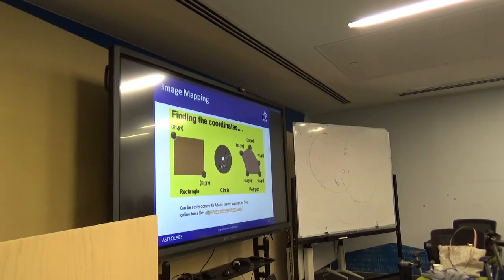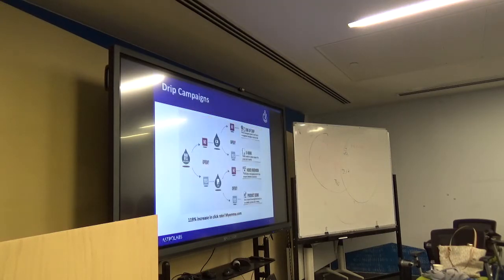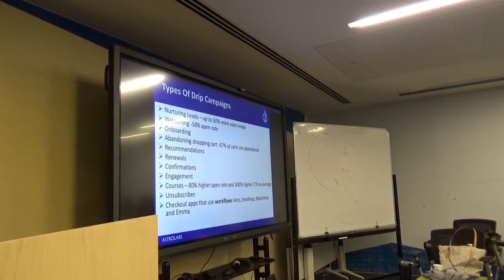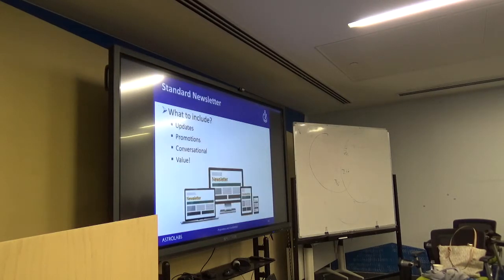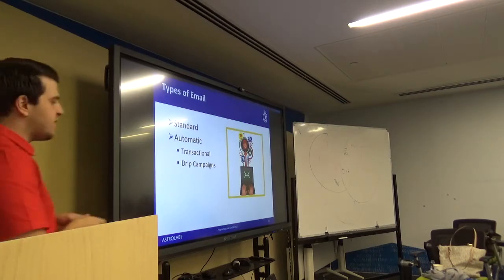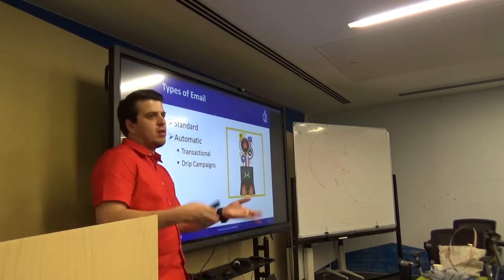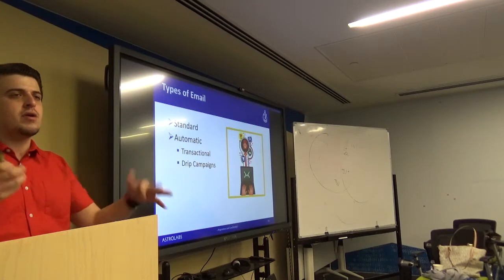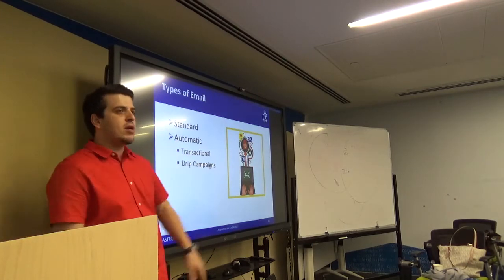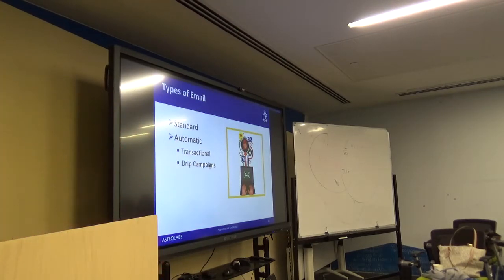Okay, so let's go over the last section, which is drip campaigns. As we mentioned here, there's two main types of campaigns, right? There's standard campaigns, which everyone knows about, just sending out an email to someone. And there's an automated email campaign, otherwise known as a transactional email or a drip campaign.